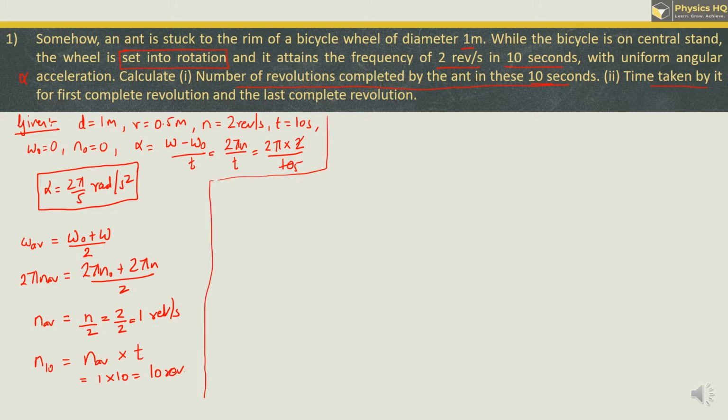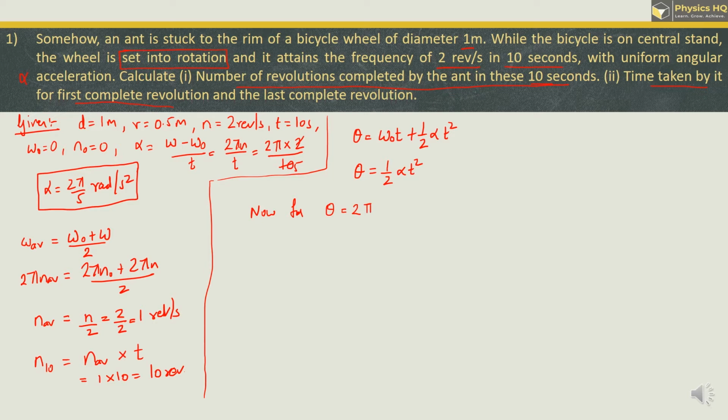In the next part, they have asked us to find the time taken to complete the first and last revolution. For this, we will use another kinematical equation for rotational motion, which is theta equal to omega naught t plus half alpha t square. We already know that omega naught is 0, so we get the equation as half alpha t square. Now for the first case, to complete one revolution, what will be the value of theta? To go around the complete circle, theta completed will be 2 pi.